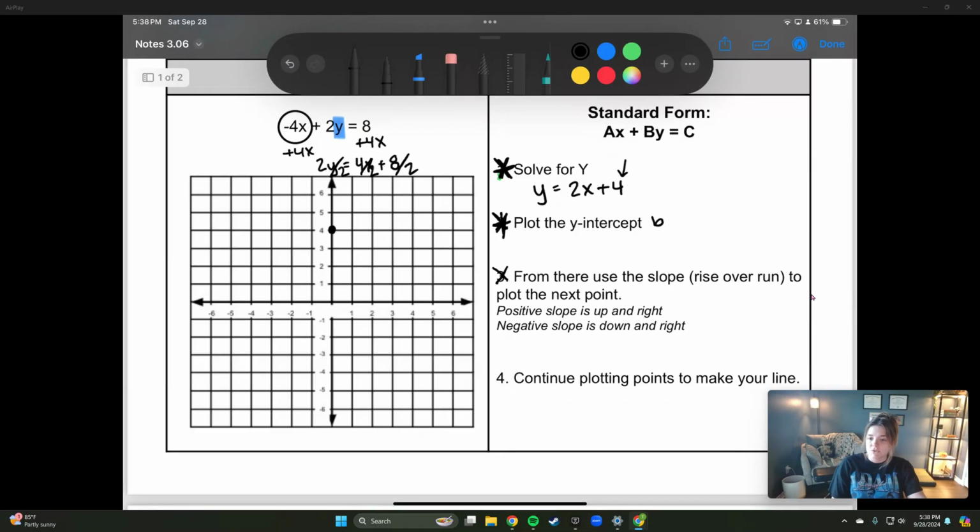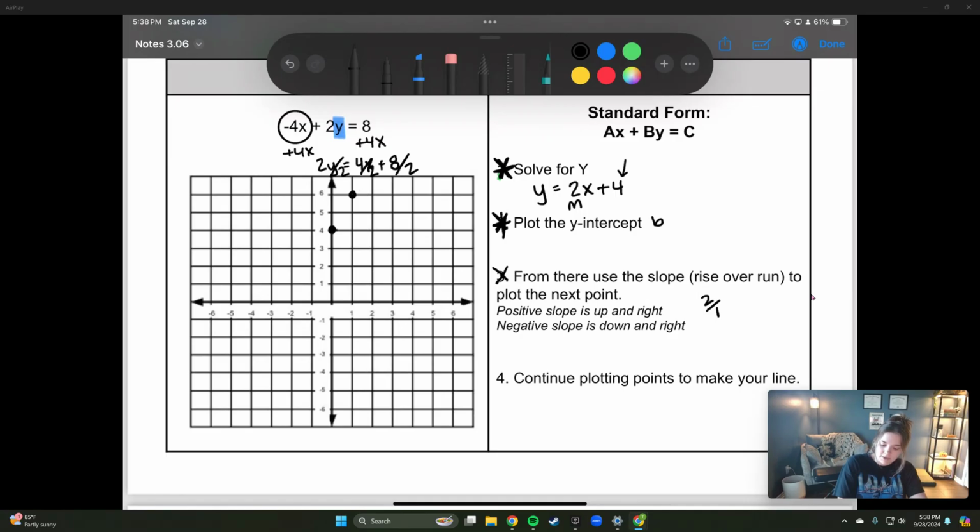Make your line. So rise over run. Remember, m is your slope. So if it's 2, it's also 2 over 1. It's the same thing. So from there, you're going to go up 2 over 1 because it's positive slope.